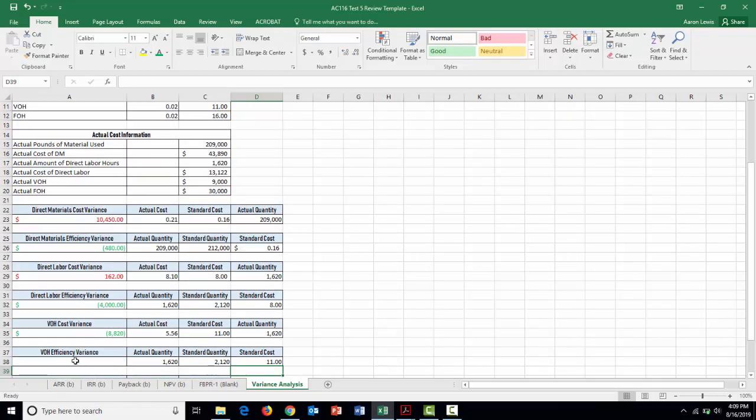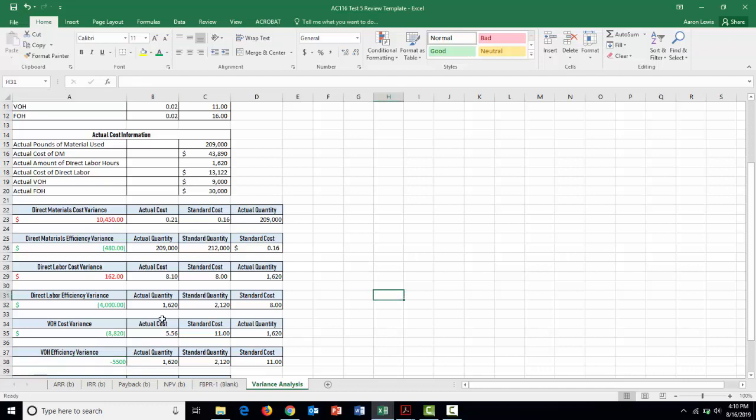To figure out our VOH efficiency variance, we're going to hit equals, and we are going to find the difference between actual quantity and standard quantity and multiply it by our standard cost. We come up with negative 5,500. So we used way less of our driver than we thought we were going to, and that in this case is going to be favorable for us.